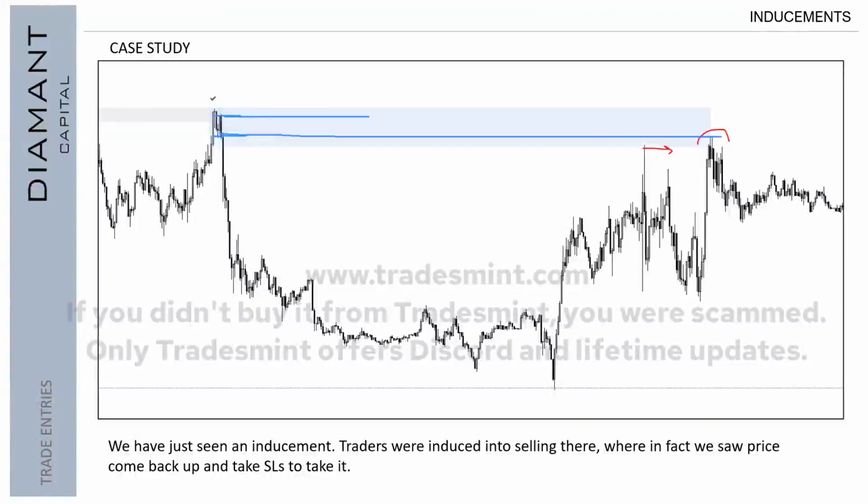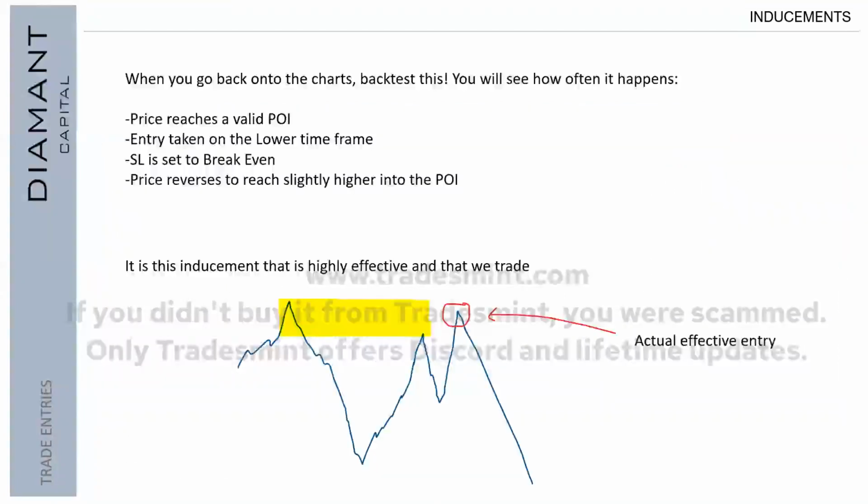It comes to take the stop losses above here. Stop losses right there. Trendline liquidity. We don't use trendline liquidity much, but in this scenario, it really does make sense, and you understand it on a deeper scale. So when you go back onto the charts, backtest this, see how often it happens.